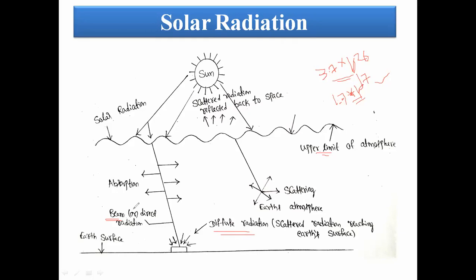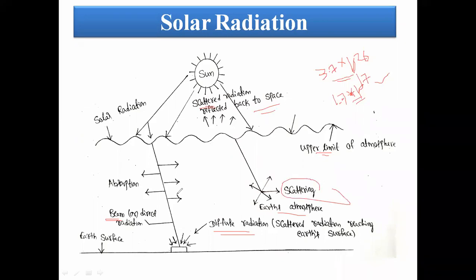Another one is diffuse radiation, which involves scattering. Some amount of the energy received at the Earth's surface is reflected in a different direction. That is scattering. Some amount of the energy is reflected back to space.